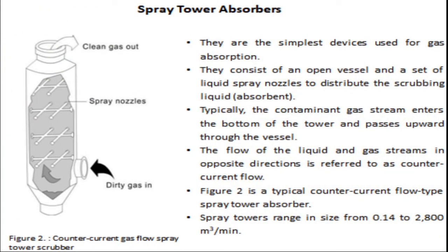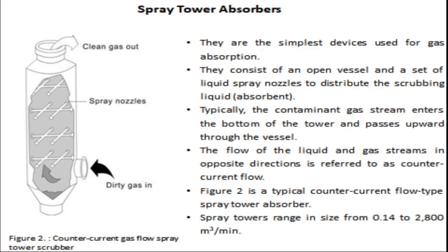Here is a diagram of a spray tower absorber. If you see, the dirty gas generally enters from the bottom, there are spray nozzles, and clean gas goes out. The absorbing liquid flows in one direction, and the dirty gas flows in the other direction. This is called counter-current gas flow spray, because the two flows are opposite to each other.